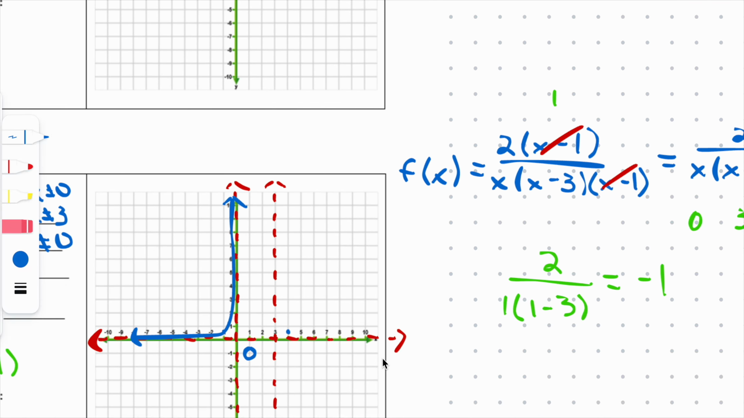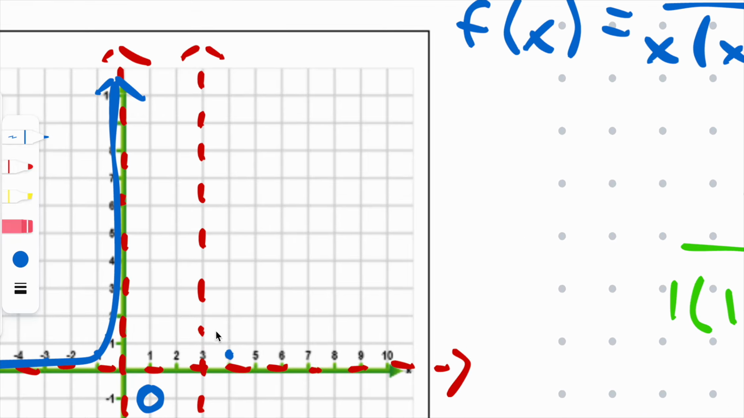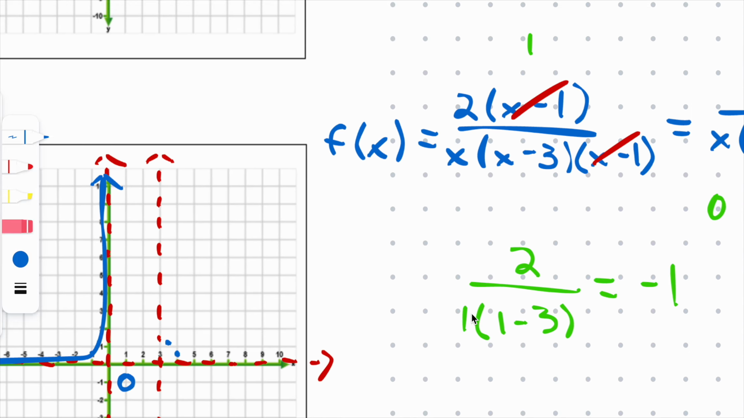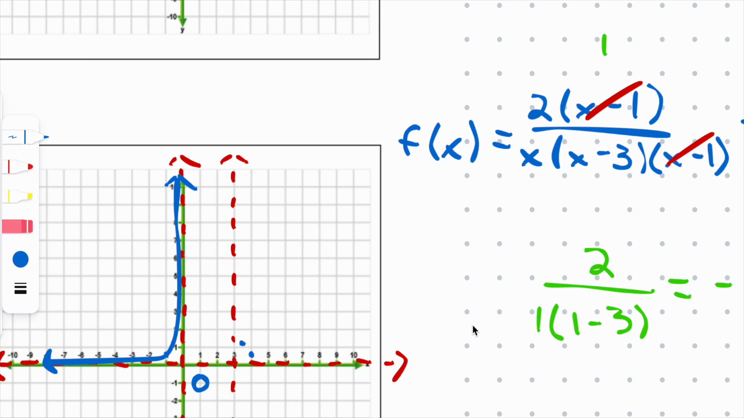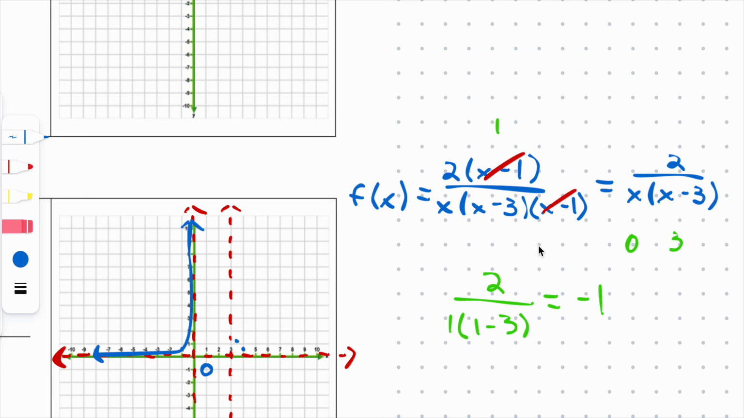Okay, so now I'm going to plug in 3.5. 3.5 minus 3 is 0.5. And 0.5 times 3.5 is going to be 1.75. So again, same thing as before, 1.75, 8/7, basically just a little bit above 1. So something like that. Now I'm going to plug in 6 for an x value. Now 6 minus 3 is 3.